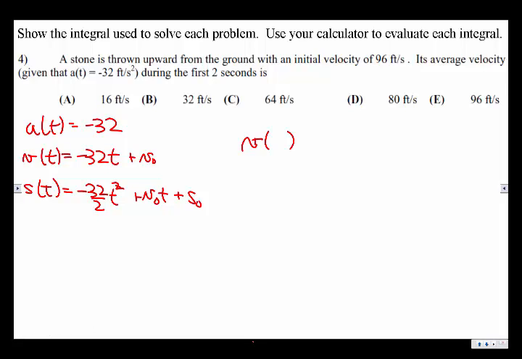We have two ways to do this. One of them is going to be using the average formula.